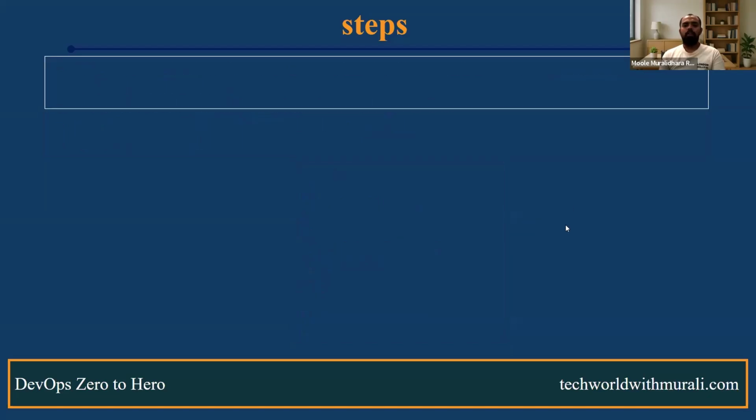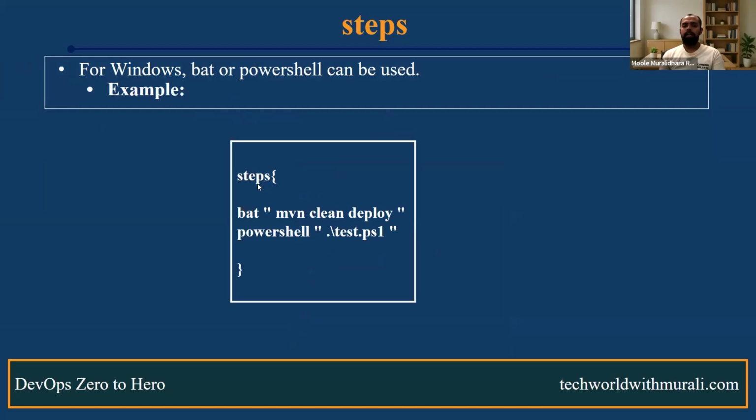Clear, right? Now, if it is Windows, how do we define it? For example, here you can see steps and bat, ambient clean deploy PowerShell. If it is PowerShell, we can directly define it like this. Okay, clear, right?